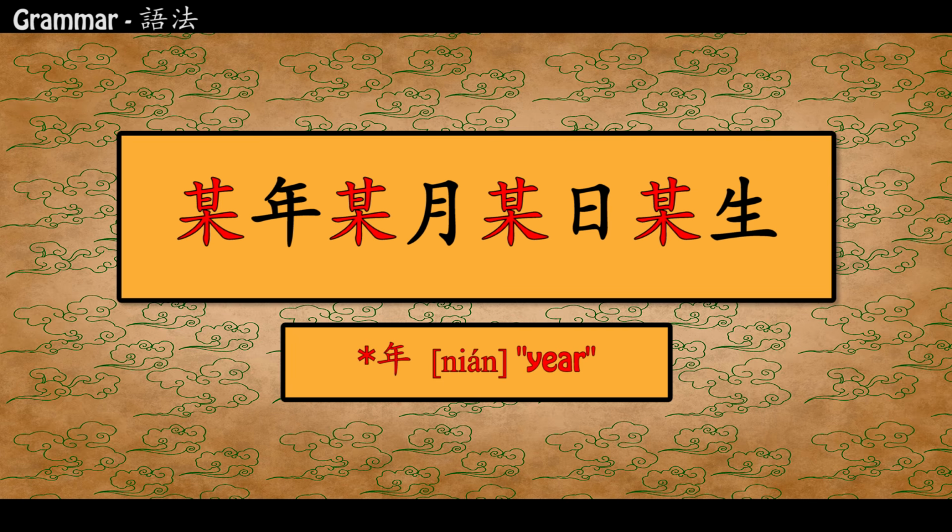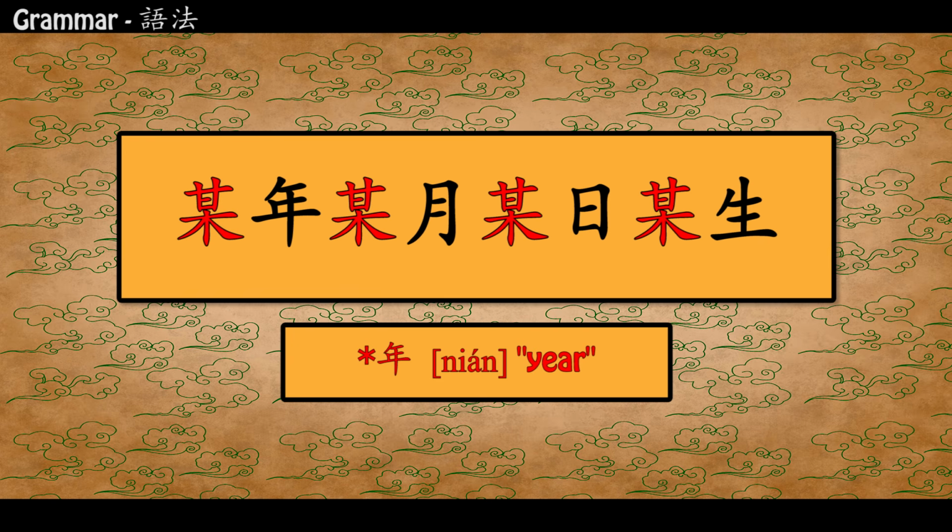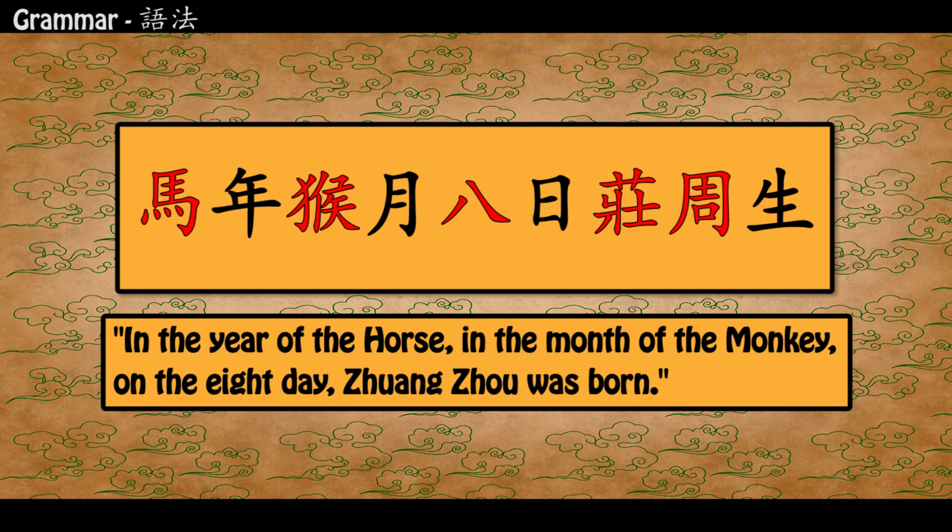We can also brook 某 about unknown time, like so, 某年某月某日某生. 年 means year, same as 岁, which we learned last lesson. In the year so-and-so, in such and such month, on the day of such and such, so-and-so was born. This actually sounds like a great opening for a classical Chinese parody novel. And of course, if you want to fill out the information, you just replace 某 with the information that would go there instead.